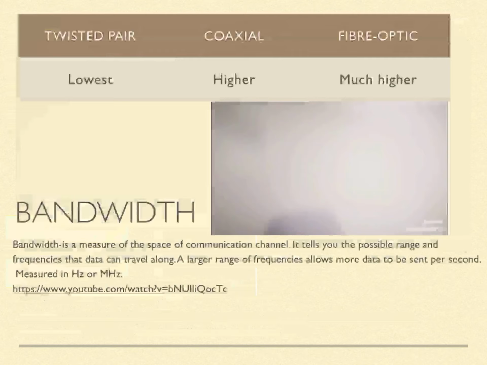We have bandwidth. Bandwidth is a measure of the capacity of a communication channel. Basically, how much data can we transfer while using one of these transmission media. It has the possible range of frequency that data can travel along. A larger range of frequency allows more data to be sent per second, measured in hertz or megahertz. Now fiber optic will obviously be the highest, but in order for us to actually understand, I've uploaded this video here so that we can get a detailed explanation for bandwidth.